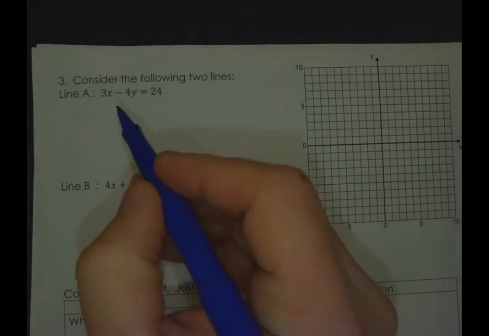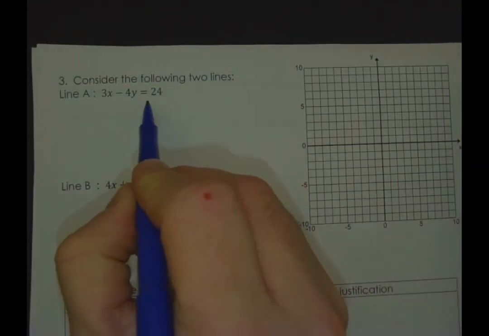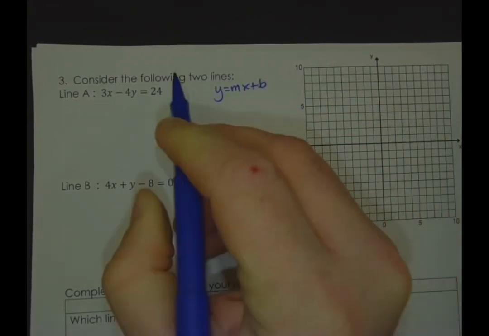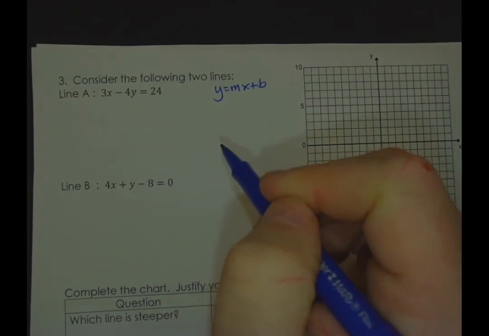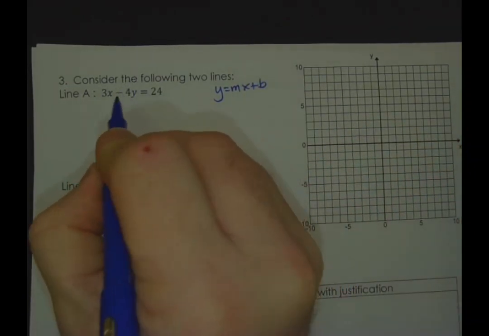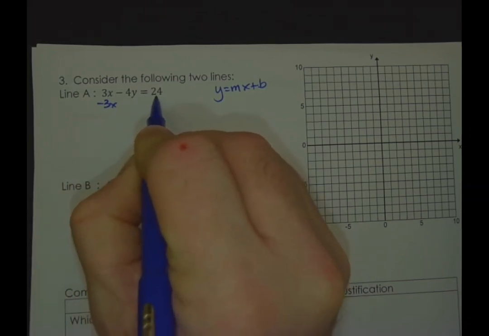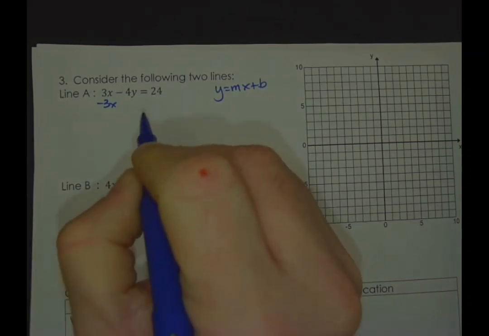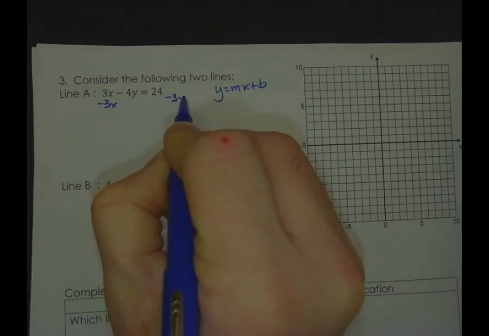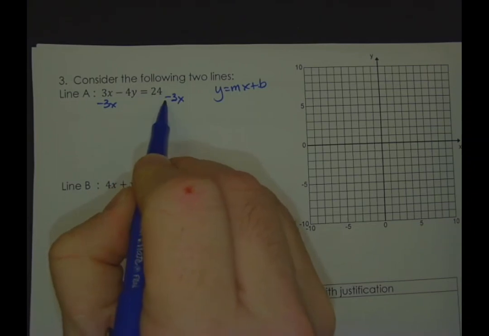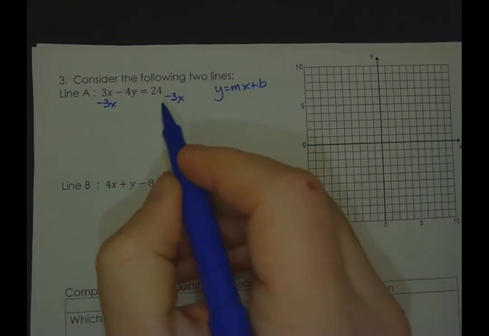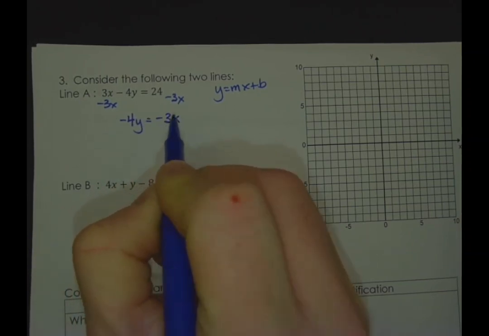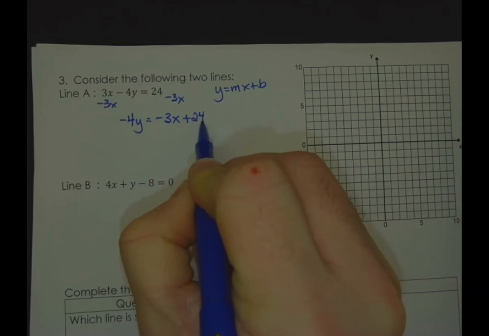All right, so if I was looking at this, I want to get y by itself, because if it's in y equals mx plus b, then that becomes very easy for me to move this around. So I'm going to minus 3x. I don't need to move the 24 because the 24 is already on the right side. And I can't take 24 minus 3x because those are not like terms. So I'm left with negative 4y equals negative 3x plus 24.